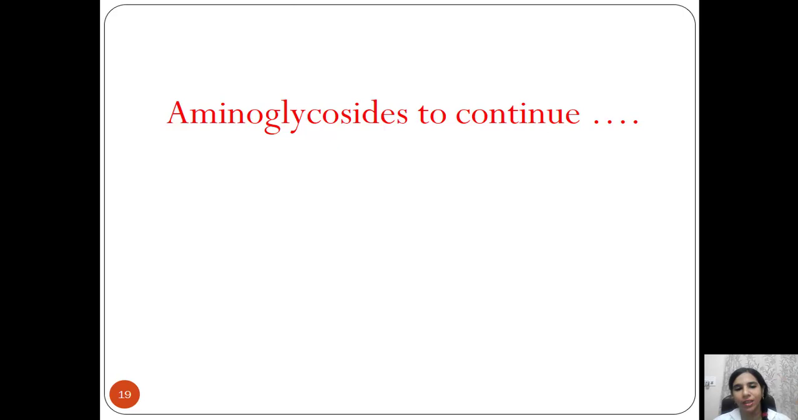So let us begin with the aminoglycosides. We left at aminoglycosides. In the last session, we discussed how the antimicrobial agents inhibit bacterial protein synthesis. Out of that, I also told you that aminoglycosides are one protein synthesis inhibitor, students, which are bactericidal in nature. They are not bacteriostatic.